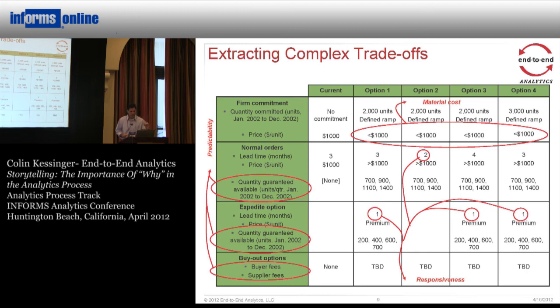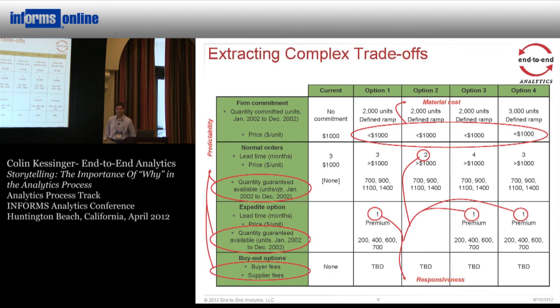And so here's what we wanted to do. We created a number of levers, as it were. This notion of a firm commitment: I'm guaranteeing you a certain amount of business come hell or high water. There are normal orders. Hey, you have a lead time, you have a cycle time, I'm going to let you live at that cycle time.